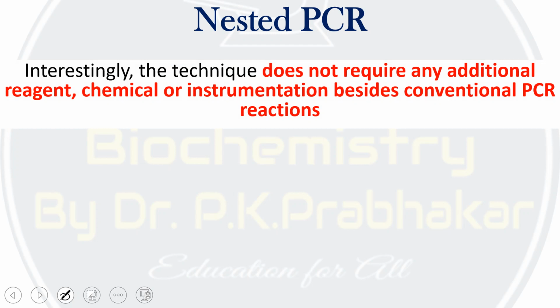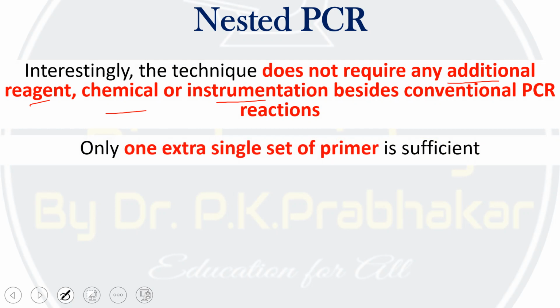In the case of nested PCR, this technique requires only those things which we require during conventional PCR, nothing extra. It does not require any additional reagent, chemical or instrument. The only thing we require extra is one extra pair of primers, one extra set of primers. That is the only additional thing we need in this case.